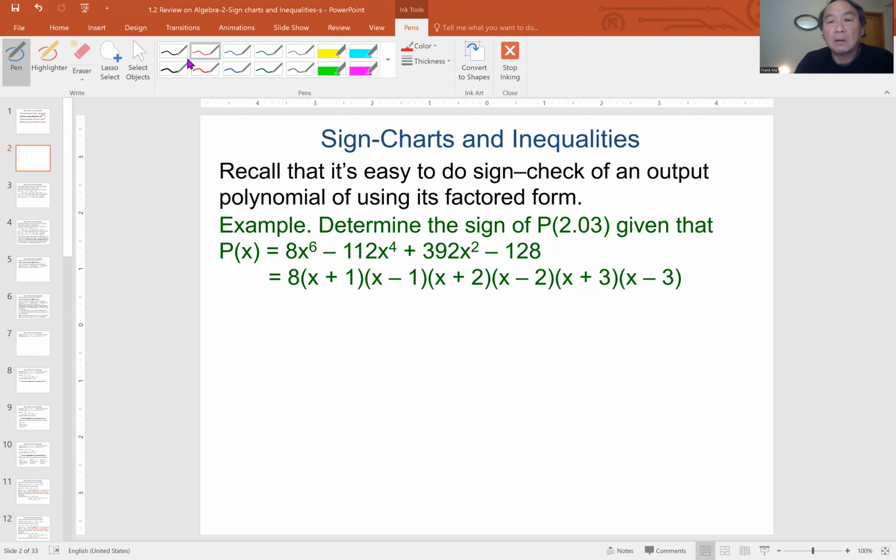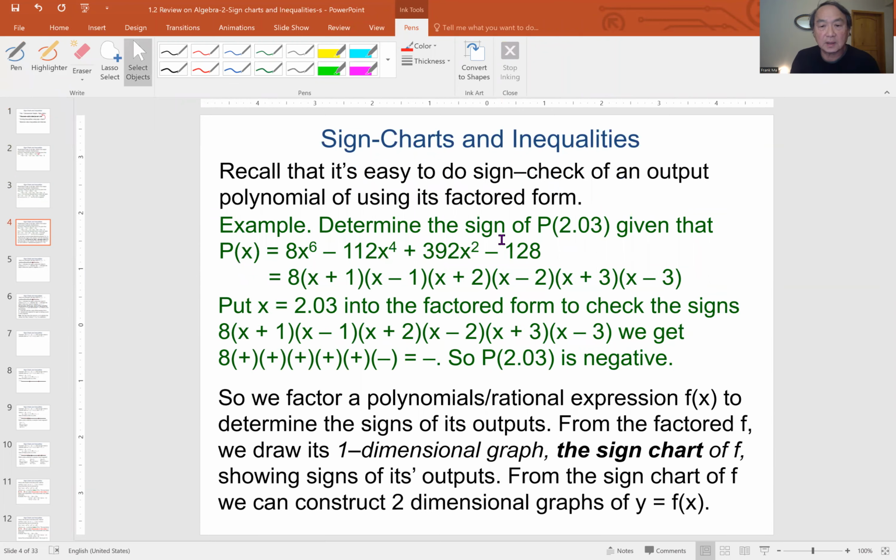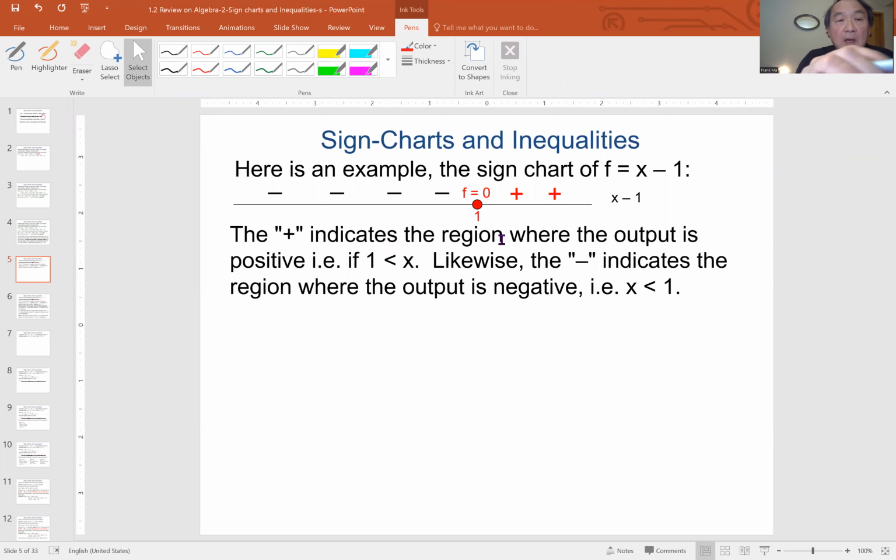So we start with how to check signs of outputs. We put the numbers into the factor form, then we can determine the sign very easily. So we can make the sign chart of a formula if we can factor it. Here is a simple formula. Here's a sign chart. It's a picture of f.